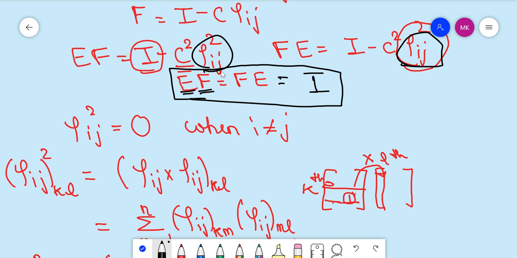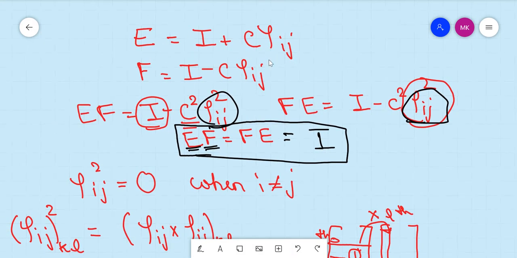And I had explained earlier what E was doing was adding c times row j, and what F did was remove c times row j. So in effect, they nullified each other.